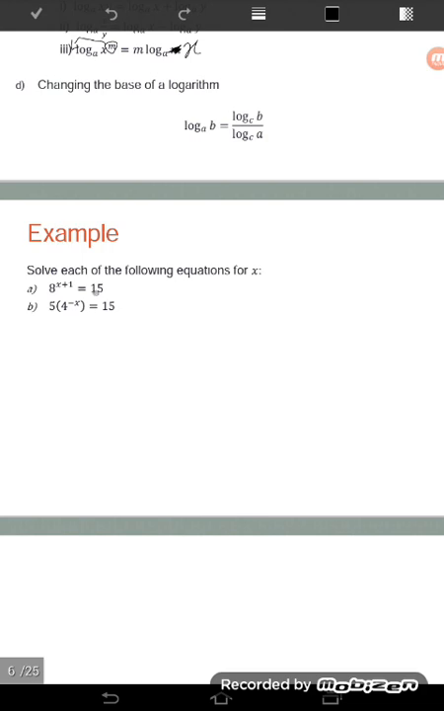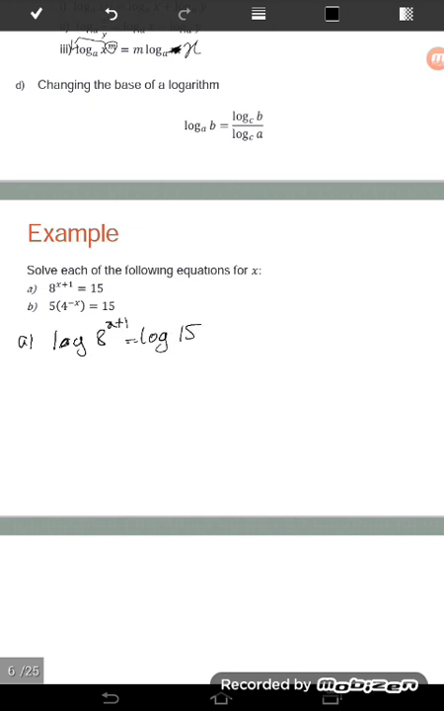Here 8 and here 15 tak sama. But this one you cannot change into a number which is the same base. Okay, so tak boleh ubah kepada base yang sama. For example 8, this one is 2 power of 3, but 15, 2 power of what is equal to 15? Okay, so there is no number power of what is equal to 15. So therefore in this problem, you need to take log on both sides. Okay, so log 8 power of x plus 1 is equal to log 15.